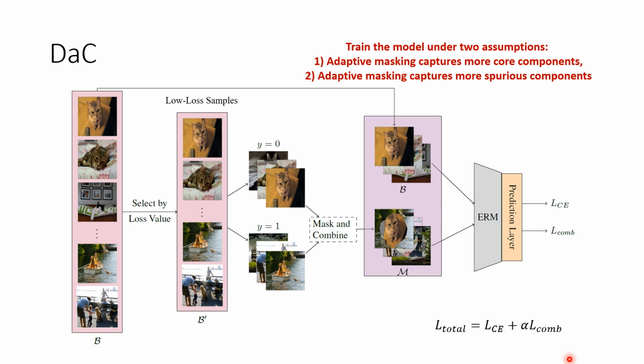Since we do not know whether adaptive masking captures the causal parts or not, we train the model under two assumptions and choose the correct assumption based on the worst validation group accuracy. The first assumption is that adaptive masking captures more core components, and the second one is that adaptive masking captures more spurious components. In this case, we invert the mask.